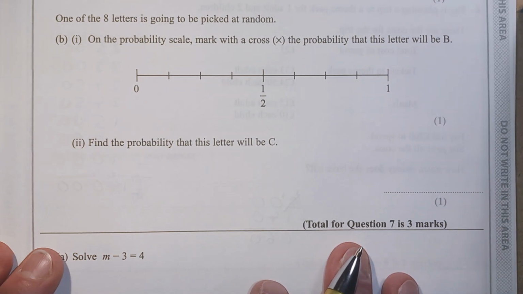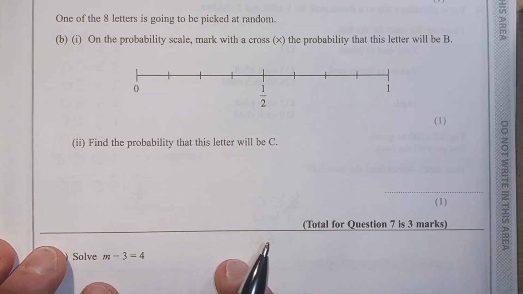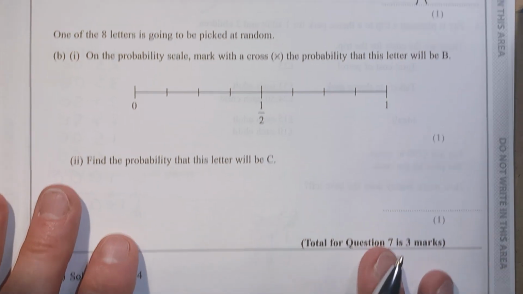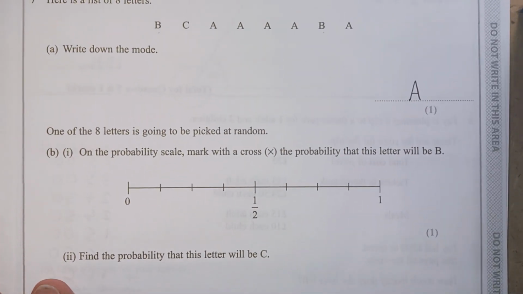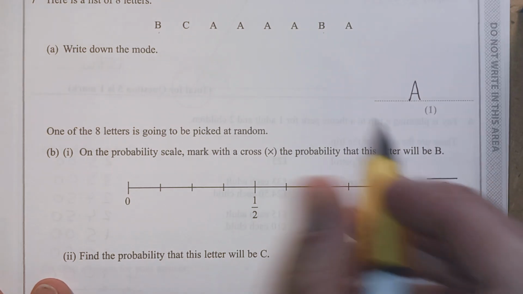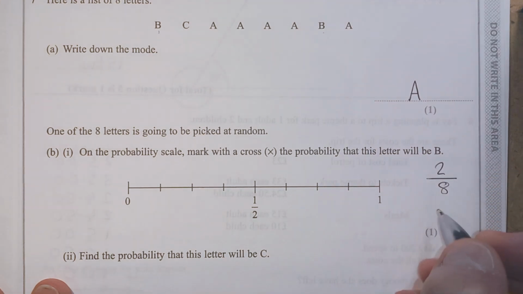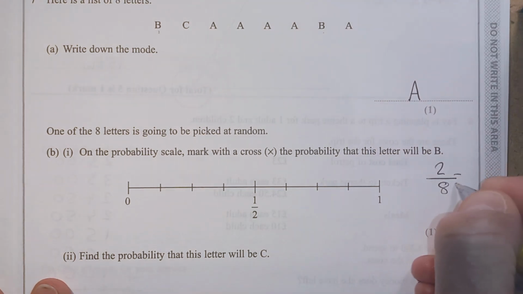One of the 8 letters is going to be picked at random. On the probability scale, mark with a cross the probability that this letter will be B. Now, let's take a look at these again. So we've got 8 of them, so the probability is going to be out of 8. And how many are B's? We've got 1, we've got 2. So 2 out of 8, or 2/8.